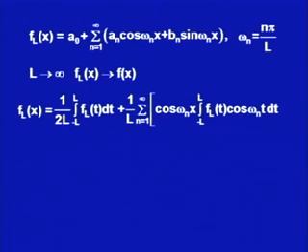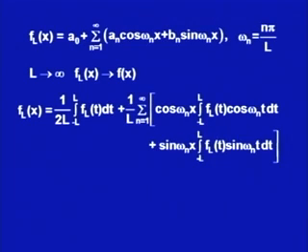Plus 1 by L, summation n running from 1 to infinity, cos omega_n x, where a_n is 1 upon L, which we have taken outside, integral minus L to plus L of f_L(t) cos omega_n t dt, plus sin omega_n x integral minus L to plus L of f_L(t) sin omega_n t dt. That is, all these coefficients a naught, a_n and b_n, we had replaced by Euler's formulae: a naught this one, for a_n 1 upon L times this one, and for b_n 1 upon L times this one.